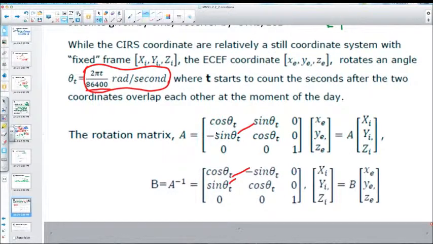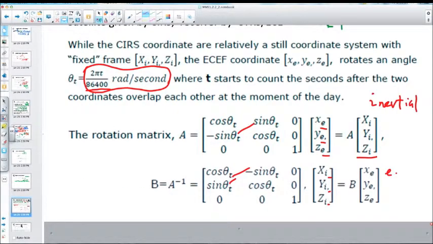So A is going to translate the inertial coordinate to the Earth-centered coordinate. And B, as the inverse, translates the Earth-centered coordinate to the inertial coordinate. Well, just think about it, you sit down here, you're rotating. But inertial means you should not rotate. So what do you do? You just multiply this matrix.